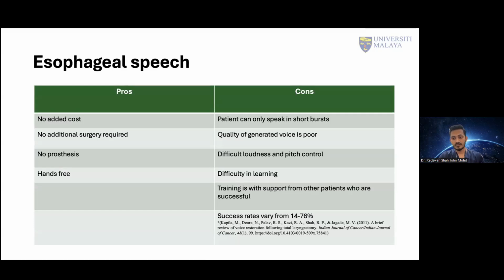The voice quality generated is rather poor, and it's also quite difficult to control the loudness and pitch. It is a difficult task to learn. Training is accompanied by support from other patients who have been successful in learning esophageal speech. The success rate based on certain studies ranges from about 14 to 76%. Of course, it varies from case to case and with the support that the patient has.